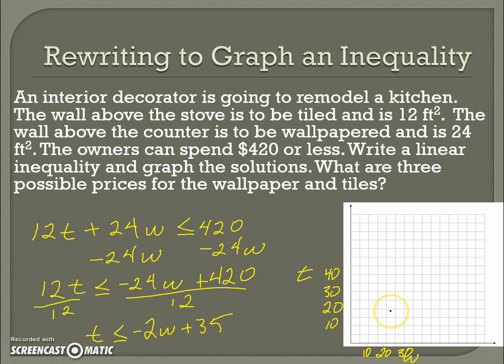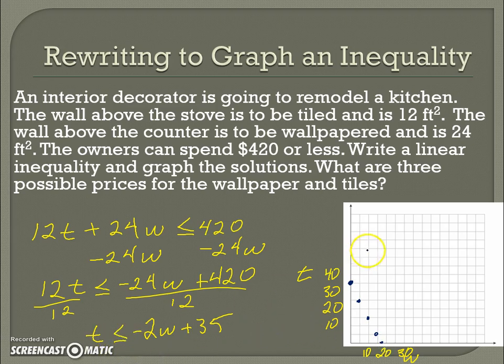My y-intercept is 35, and as long as the intervals are the same, so this goes up by 5s, this goes up by 5s, I could still use my slope, which is negative 2 over 1. So I go down 2 over 1, down 2 over 1, down 2 over 1, and that's going to pop me right in the middle there.